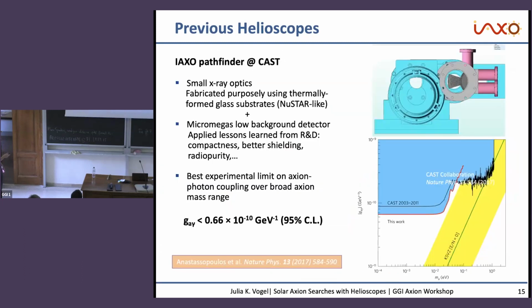So as I said, we had this small optic. The CAST bore is 4.3 centimeter diameter. So it didn't need to be a full revolution new star optic, but just a segment of it. And then we put the latest generation of micromegas low background detector behind it that included all the lessons learned over the life of CAST, from compactness of the detectors to improved shielding, radio purity of the materials that make up the detector. And with this, we were able to set the best upper limit on the axion photon coupling in a wide mass range, especially at the upper masses, of 0.66 times 10 to the minus 10, which can compete with the horizontal branch style limits.